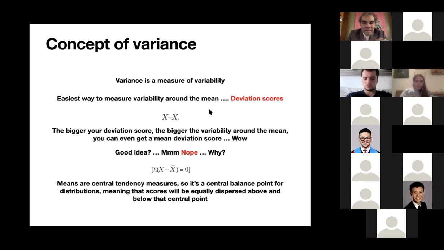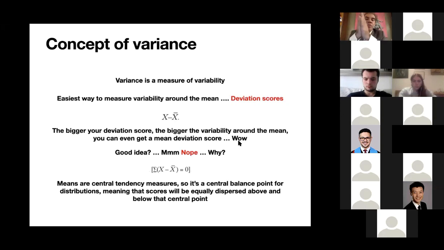Okay. That is what a deviation score is: the subtraction of the score from the mean. So the bigger your deviation score, the bigger the variability around the mean. So then you can get a mean deviation score.